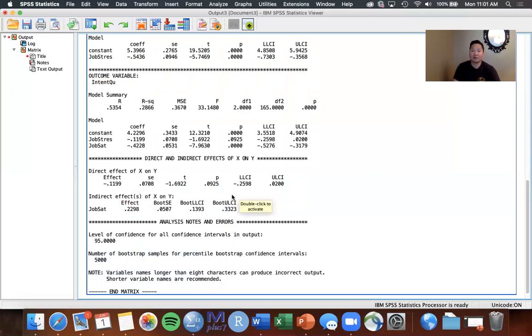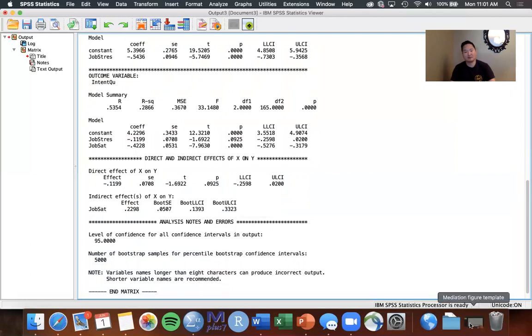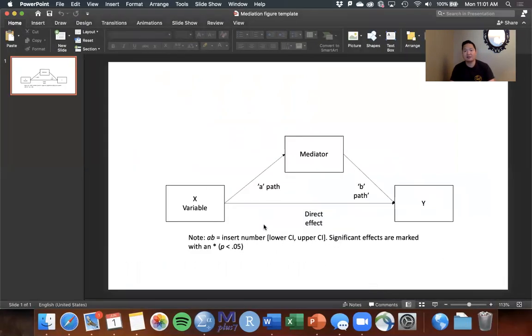Let's do that real quick to wrap this up, because if you're doing mediation, you're going to need to do this for your projects. Okay, what was our X variable? Our X variable was stress. Our mediator was satisfaction, and our outcome was intent to quit. By the way, again, this template is on D2L, so you can literally fill this in the same as I'm doing now.